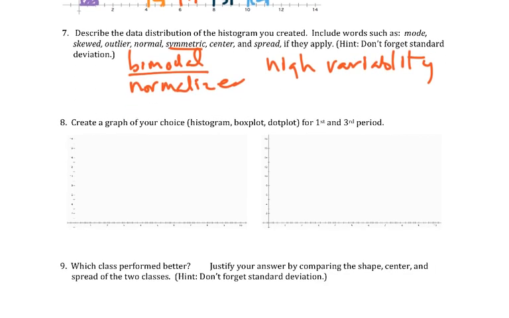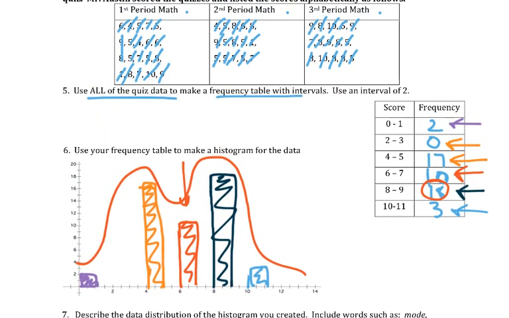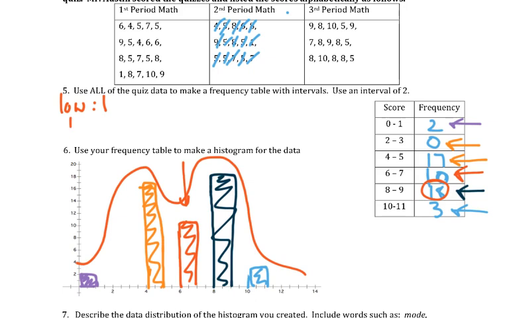Okay, then it says now create a graph of our choice. Histogram, box plot, dot plot for first and third. So now we just want first and third here, not second period. Why don't we do a box plot? I think that would be a good one to look at. So we need the lowest number, which is 1. Then we need the first quartile, the median, the third quartile, and the highest.